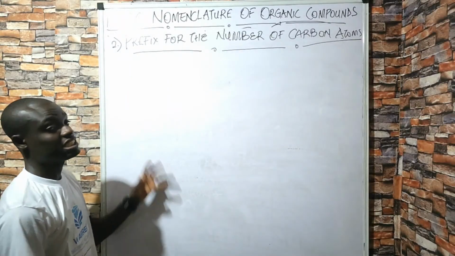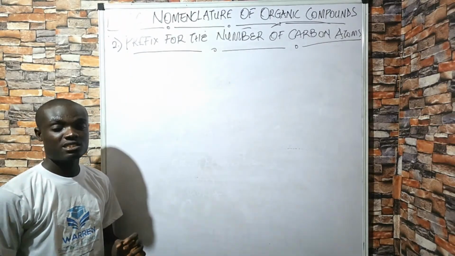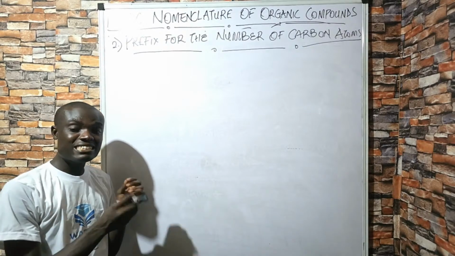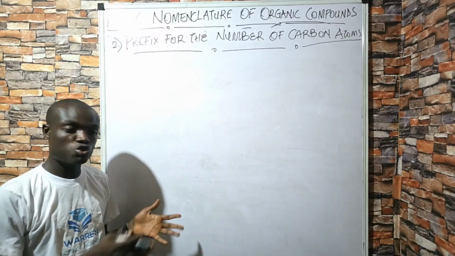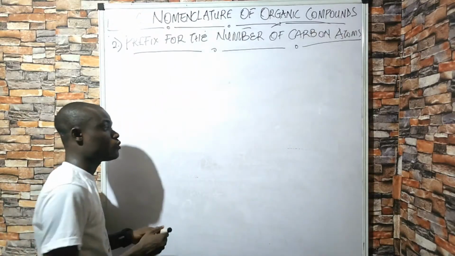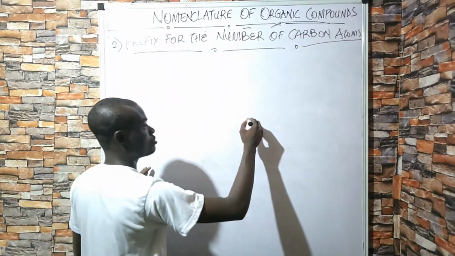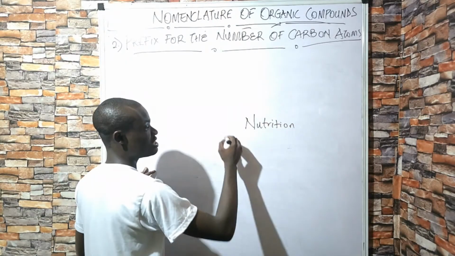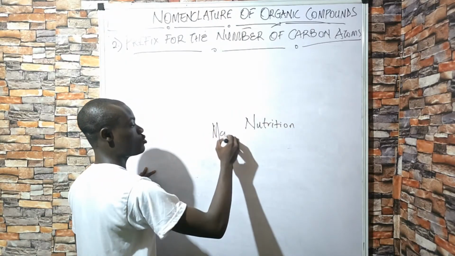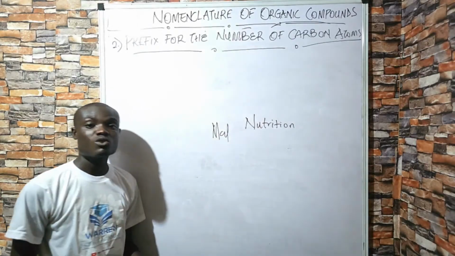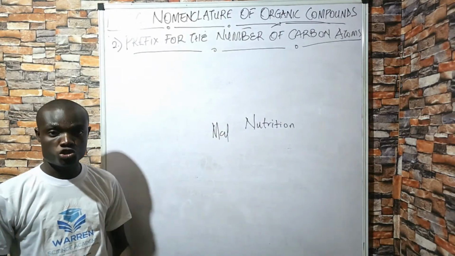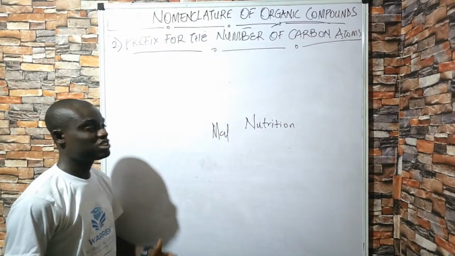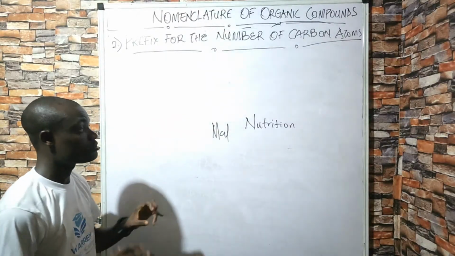Now, what's a prefix? In the English language, a prefix is defined as anything you add before a word. So if, for example, we have nutrition as a word, the word we can add before nutrition is mal, M-A-L. So M-A-L is a prefix. So I'm going to have what we call malnutrition. Simple. So any word you add before another word is what we call a prefix.